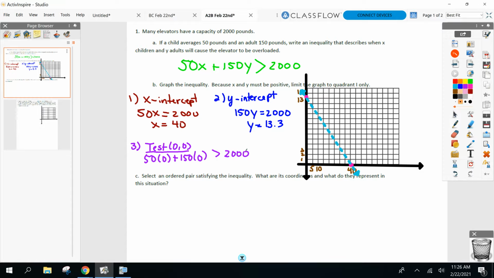And you guys see what? I get 0 on the left. Is 0 greater than 2,000? That is no go right there. No shot. So when you shade, you do not want 0, 0 to be a part of it. So above or below then? Above, yep. So I'm going to shade everything away from 0, 0 because I know that's not an answer.